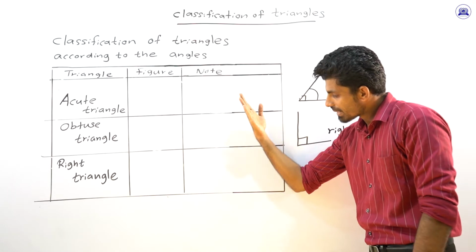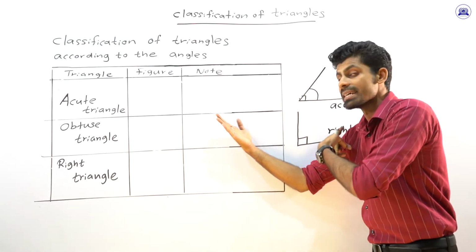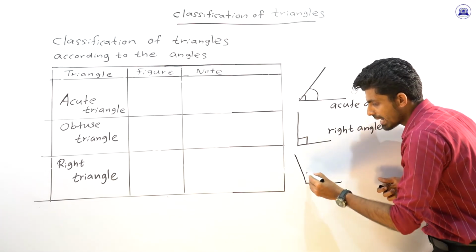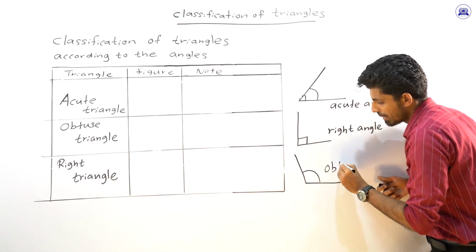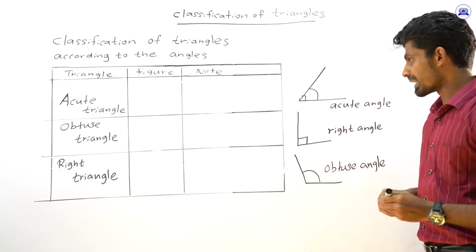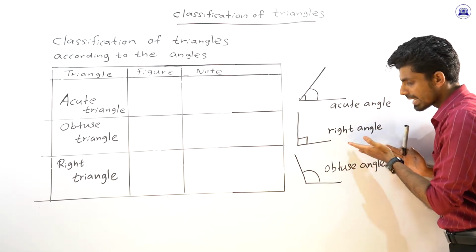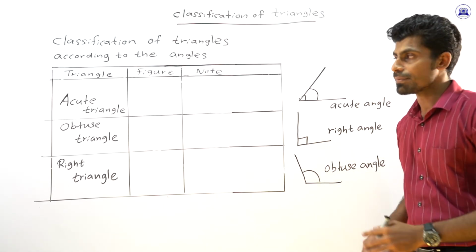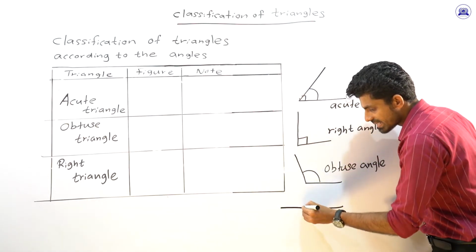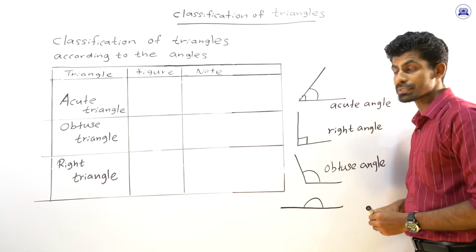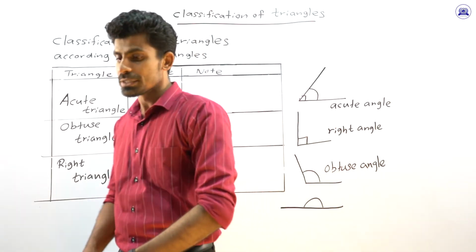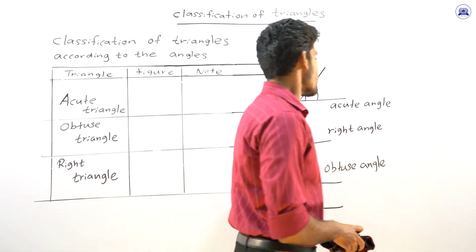Then what about this one? More than 90 degrees, right? That is an obtuse angle. Obtuse angle, acute angle, right angle, and obtuse angle. Have you remembered the straight angle? This one is the straight angle. So those are the angles, and we also learned about reflex angles. Those are the angles we have learned in grade 7.